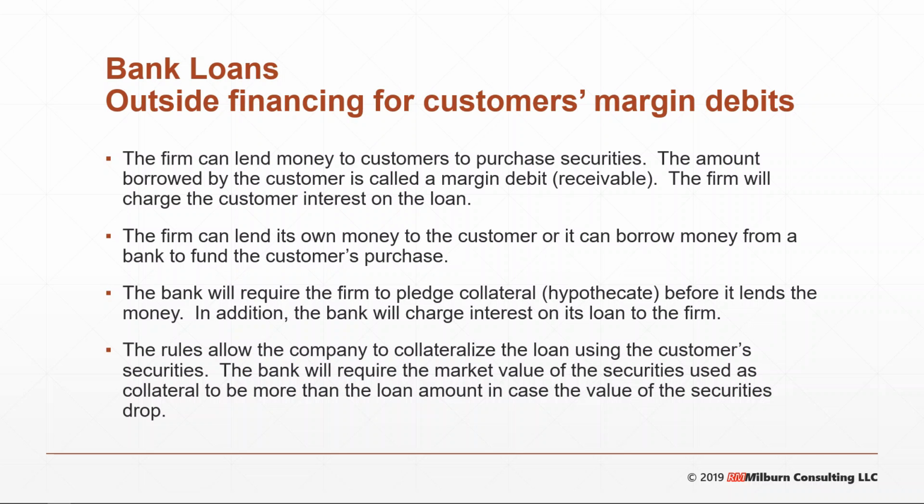If the firm doesn't have its own funds that it wants to lend the customer, then it can go out and get bank loans or use stock loans to handle these transactions. If you go out to the bank, you're going to have to pledge collateral to the bank for the loan before it lends you the money. And at the same time, the bank will charge you interest on its loan to the firm.